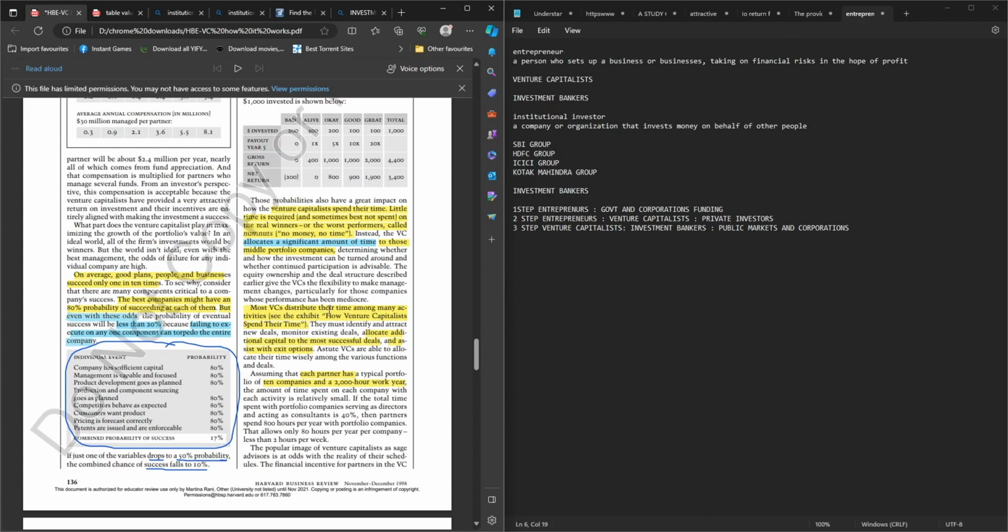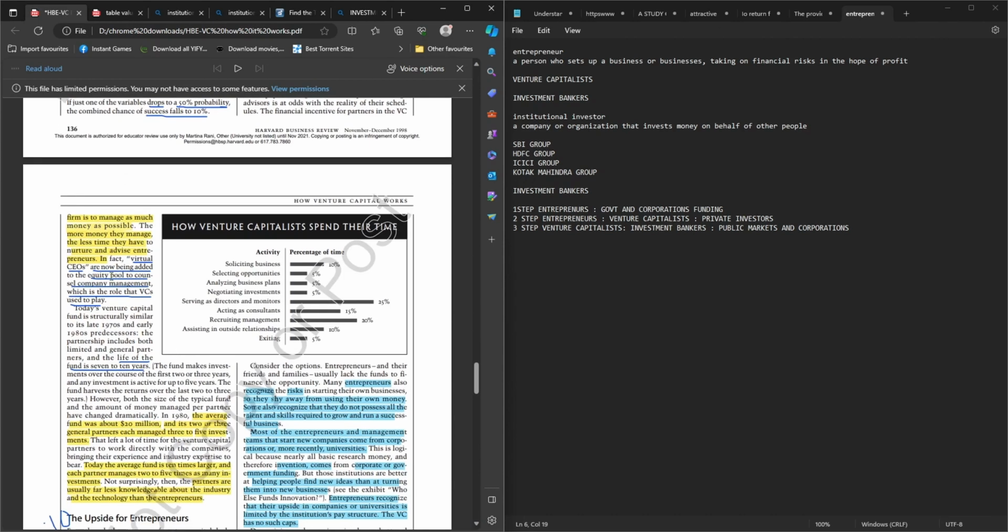Most venture capitalists distribute their time among many activities. These activities are shown below. They invest 2000 hours a year and they appoint a virtual CEO. On behalf of the venture capitalist, he is the person who helps the entrepreneur's company to grow. So here are some points which you can see where a venture capitalist invests his time. Hope you can see it.